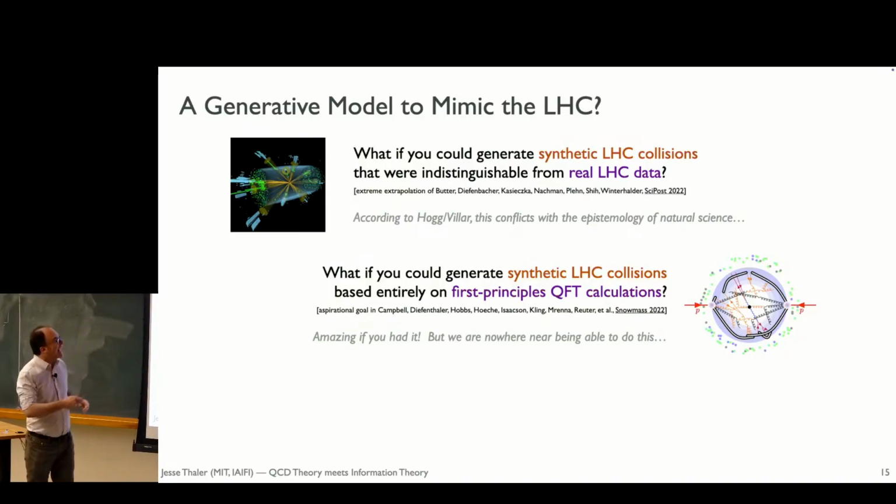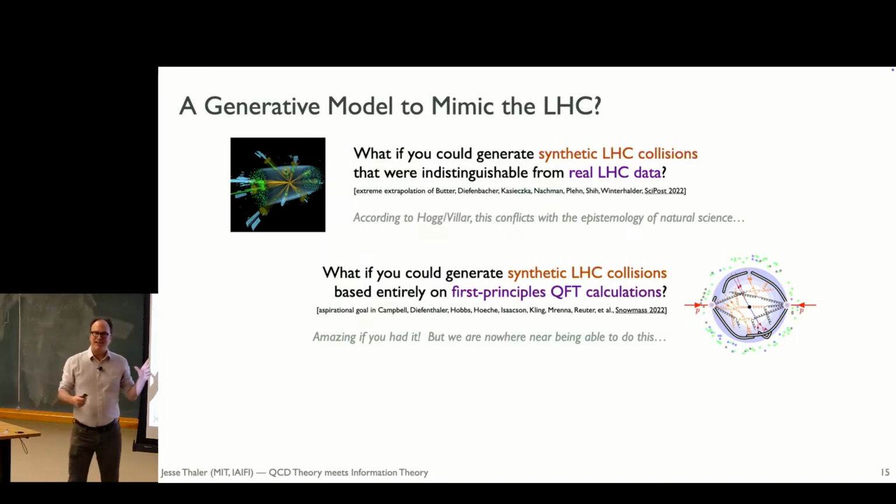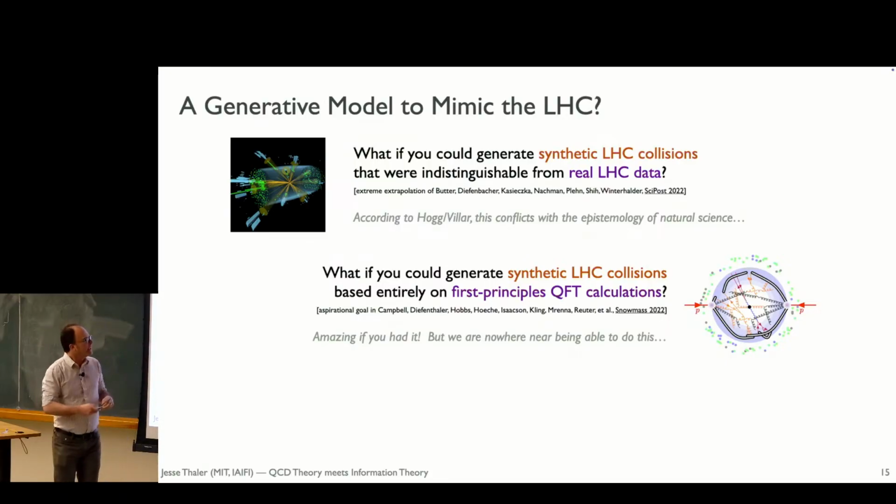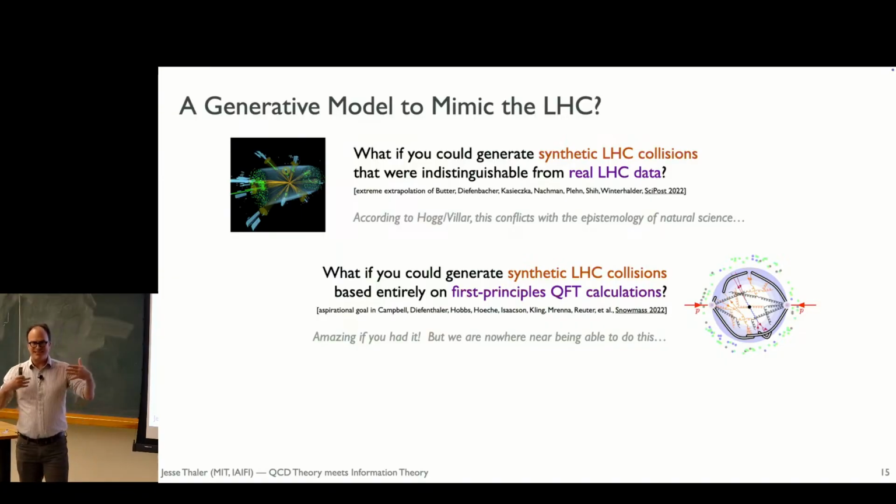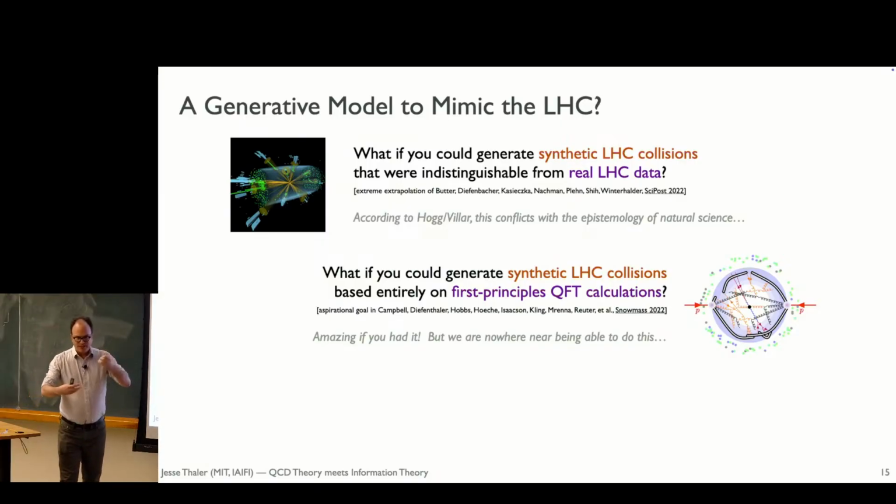There's the thing that you can do from the machine learning perspective, but we usually would not assign that as being a way of understanding the underlying theory. But then in terms of the underlying theory itself, we don't have the ability at the moment to take a given theory and generate synthetic collisions. And this is the tension that is reflected in what Haag and Villar are saying. And the point of this talk here is that they're not in tension, they're just an opportunity for synthesis.